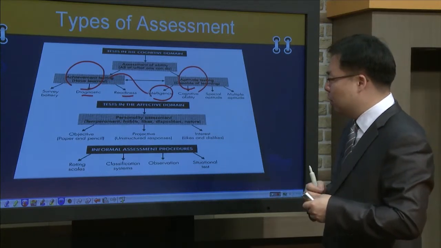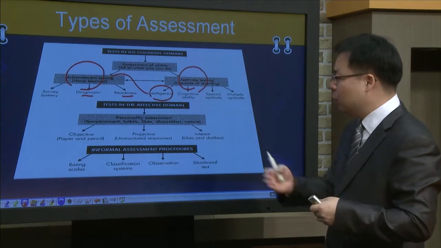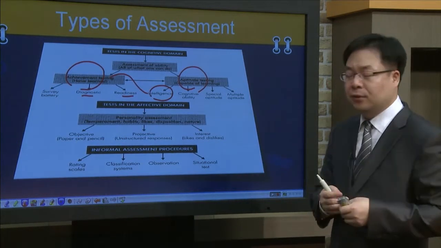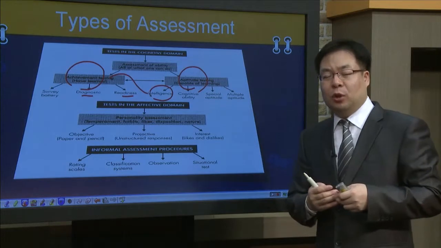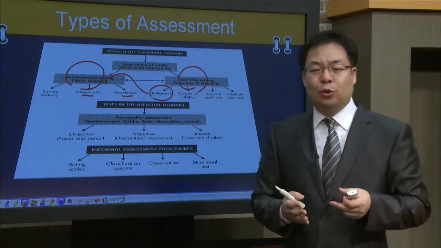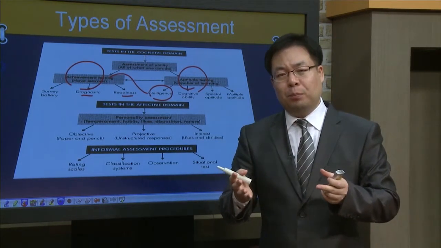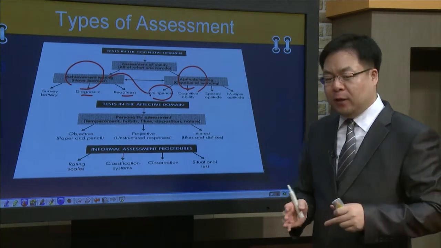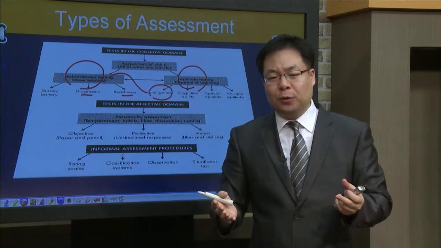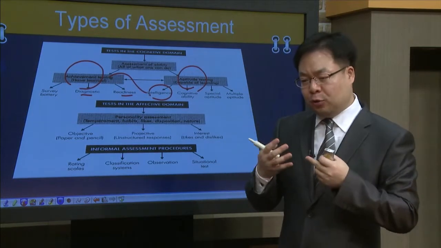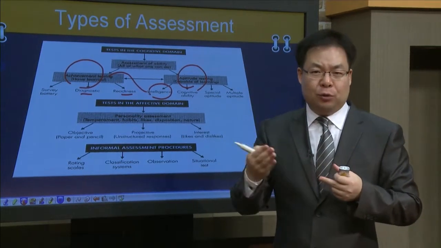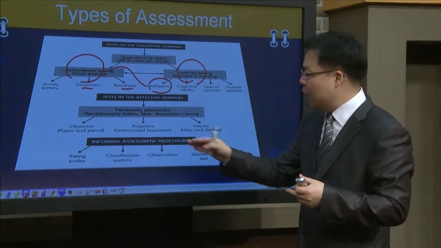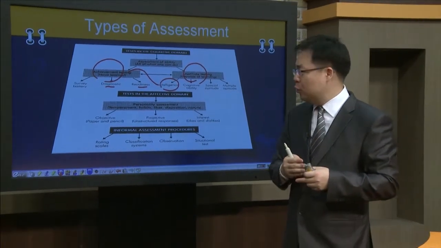The last one is informal assessment. It shows some rating scales and classification systems, and we can visit the classroom to observe a student's particular behavior. And also we can simulate a certain setting to measure a student's typical reaction to a certain stimulus. So that could be some informal assessment procedures.